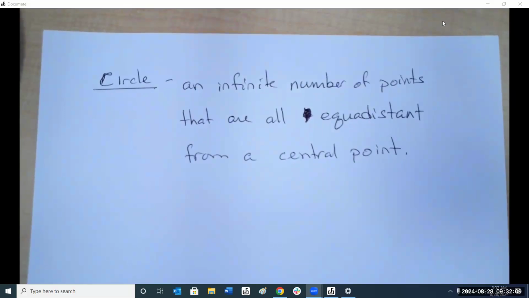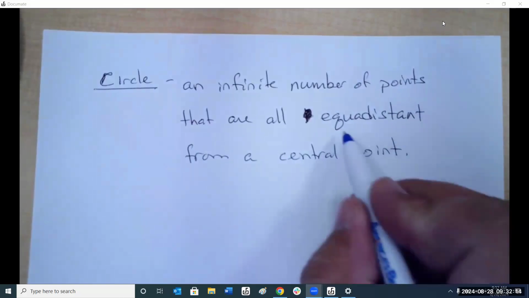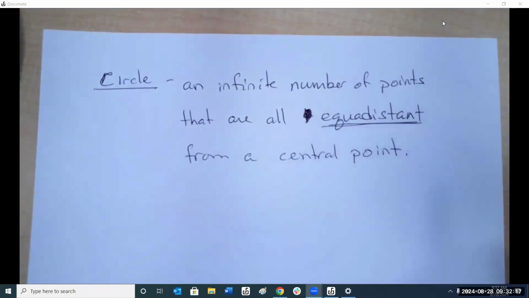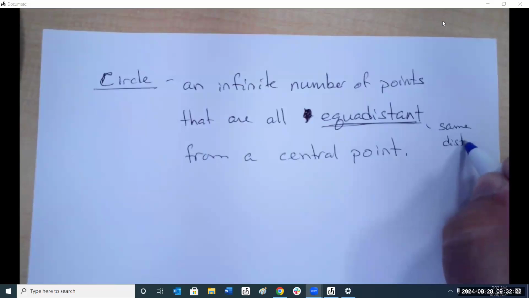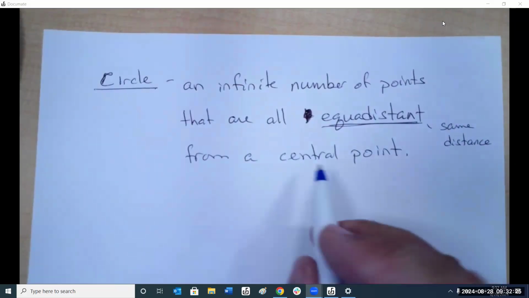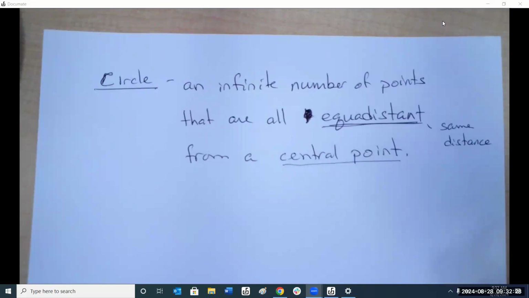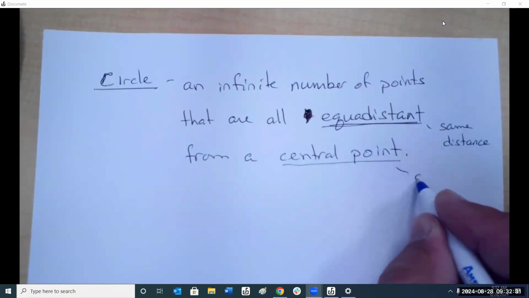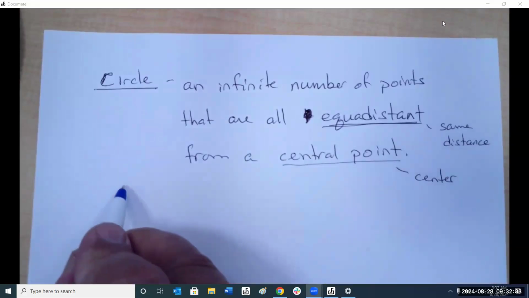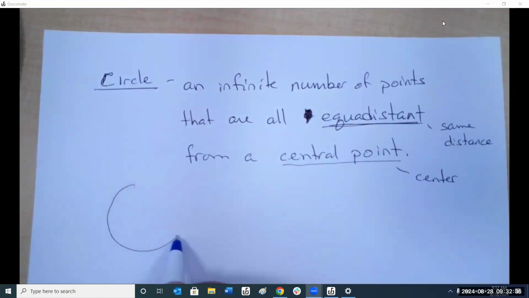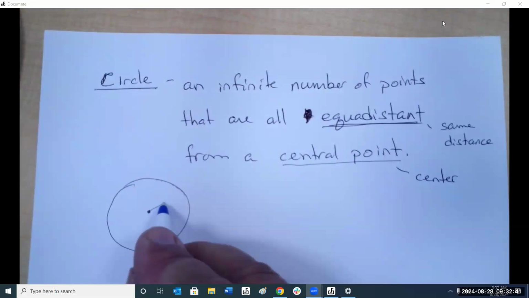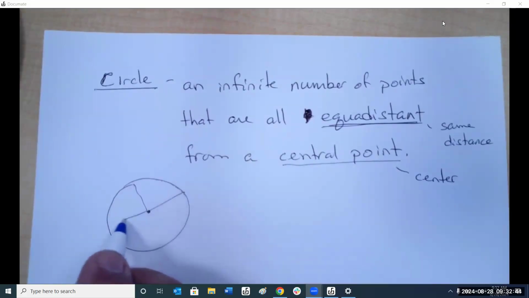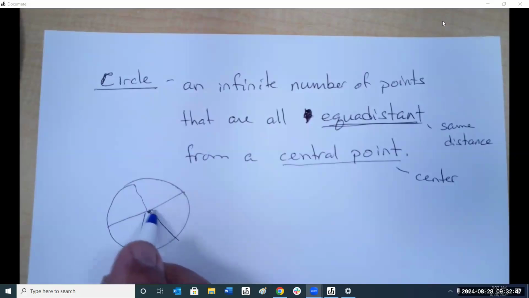The words we need are all in the question, or in the definition. What does equidistant mean? Same distance. Central point is a center point, a center. So a circle by definition, if we have a center point, all of these points on this graph are all the same distance away. Right?